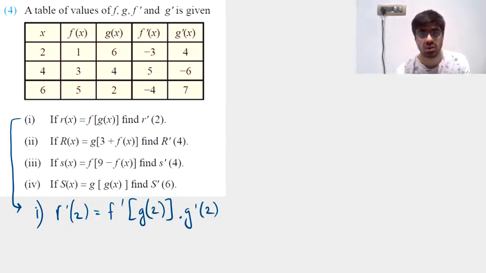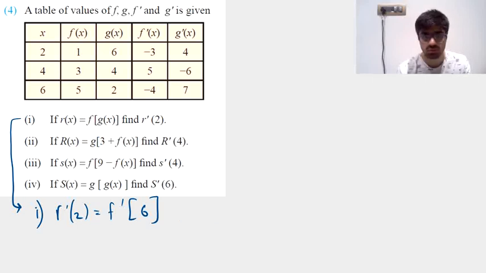Now g of 2, that's going to be 6. So this is f dash of 6. Then there is g dash 2 that we have. G dash 2, that's going to be 4. So I'll write this one as 4. And f dash 6, that will be minus 4. So minus 4 into 4, which is minus 16, and that minus 16 is the value for r dash 2.